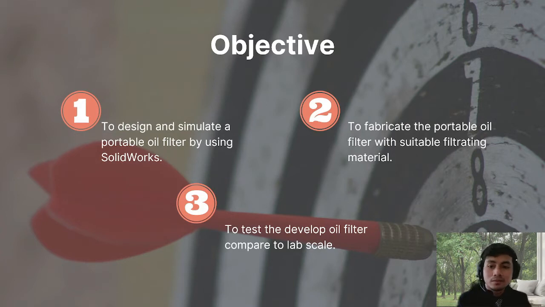As for the objective of this project, firstly, it is to design and simulate a portable oil filter by using SolidWorks. Secondly, it is to fabricate the portable oil filter with suitable filtrating material. And lastly, to test the developed oil filter compared to lab scale.